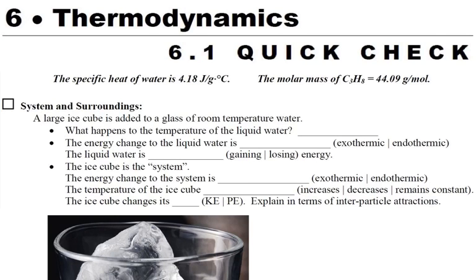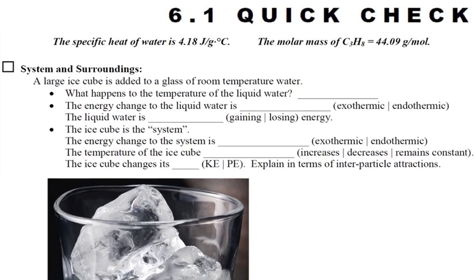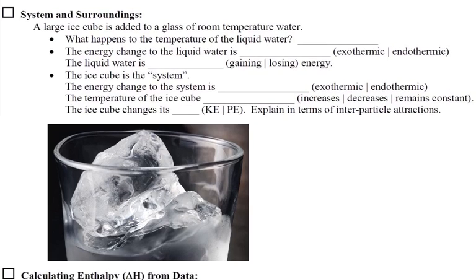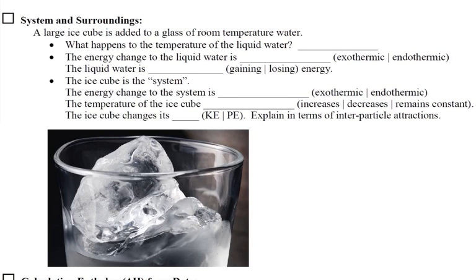Okay, I'm going to go over the 6.1 quick check. The first question is talking about a situation where we have some ice put into water. A large ice cube is added to a glass of room temperature water. What happens to the temperature of the liquid water? Well, obviously it's going to decrease, because that's why we put ice into water.